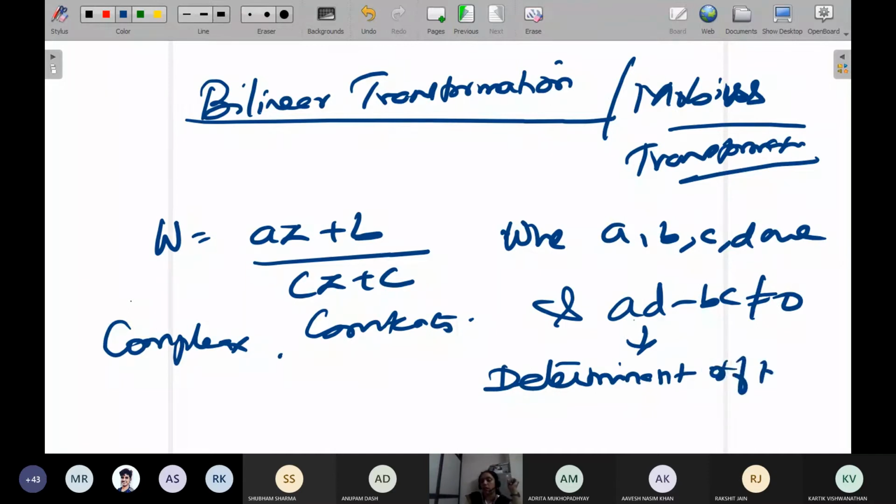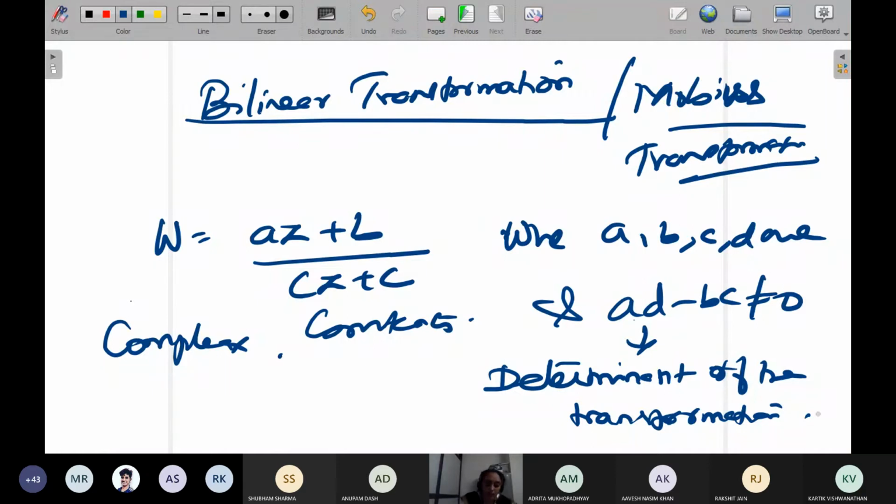Determinant of the transformation. W is equal to (AZ plus B) divided by (CZ plus D), where A, B, C, D are complex constants, and AD minus BC is not equal to 0. Then this transformation is called a bilinear transformation.